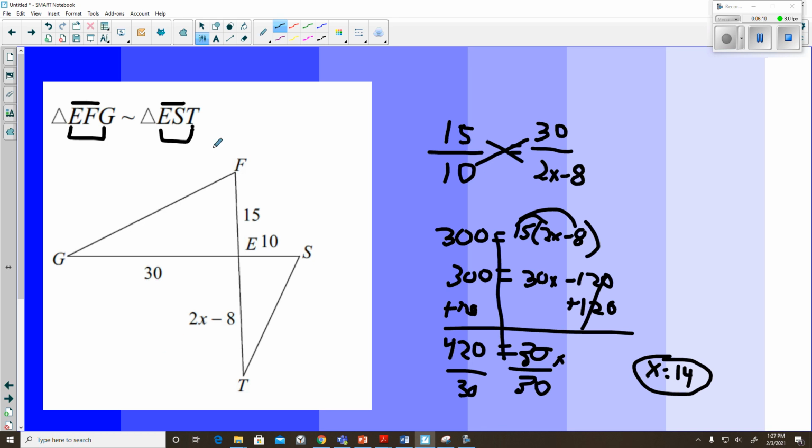What I suggest you do is just pick one side, and it doesn't matter which one you start with. I could flip-flop this 10 and put it on top, but if I do that, then the 2x minus 8 has to go on top. Whatever triangle you start with has to be the same on the top. You just match up the letters from the statement. The statement is key. Always use the statement when you're setting up these proportions. Don't look at the triangles, because sometimes you can get confused about what's actually happening in the triangles. So please pay attention to the statement to help you do that.